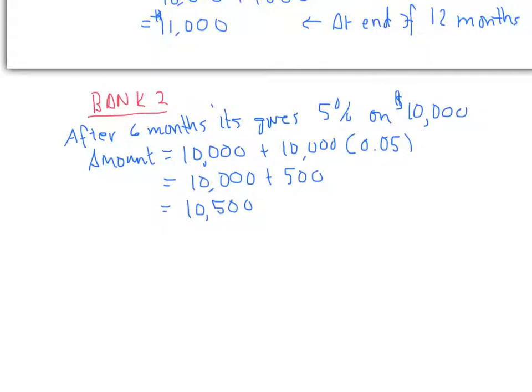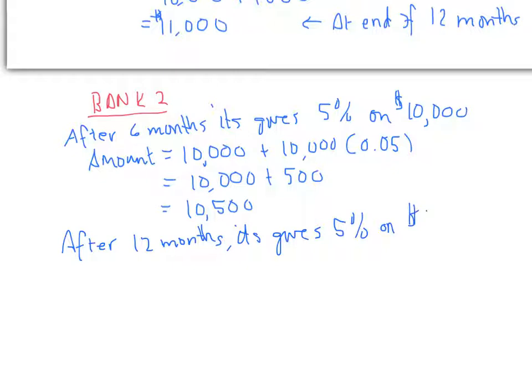Now it's going to say, all right, so after 12 months, it gives 5% on the $10,500. And so the way the bank calculates this, it says, okay, so here's the amount, the new amount is going to be your investment of $10,500. That's what you have right now. But let's take 5% of that this time.